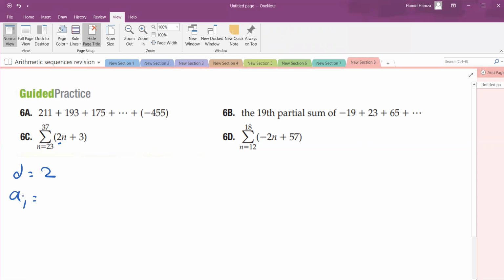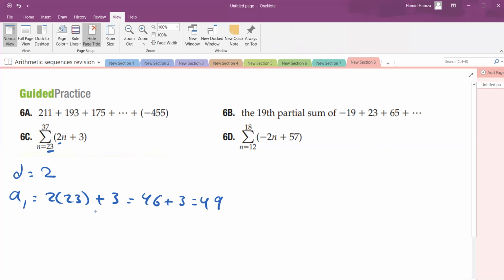Now we wanted to find a1. A1 means the term which you want to start adding from. We wanted to start adding from n equals 23. So I put n equals 23 in this expression. So it will be 2 multiplied by 23 plus 3. So it will be 46 plus 3. That means 49.